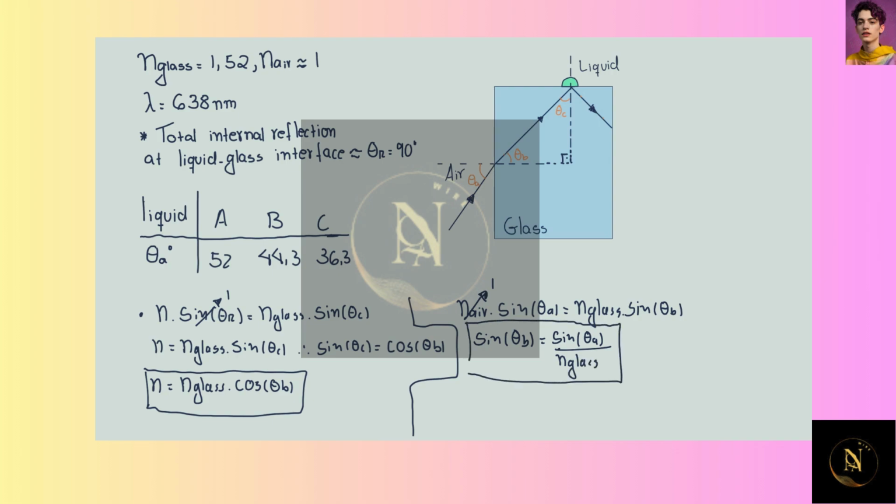Using this equation, we can calculate theta B for each of these three liquids, and then using the value of theta B, we can calculate the value of the refraction index. Before doing that, let me organize my board.